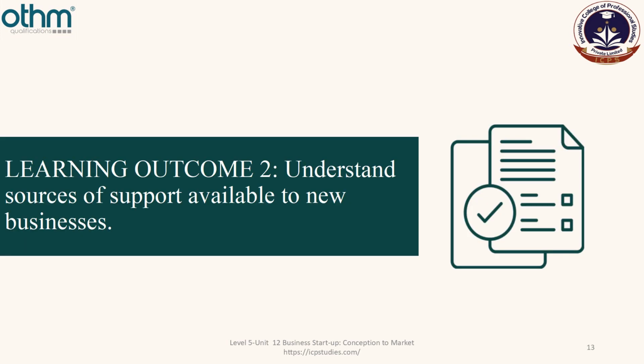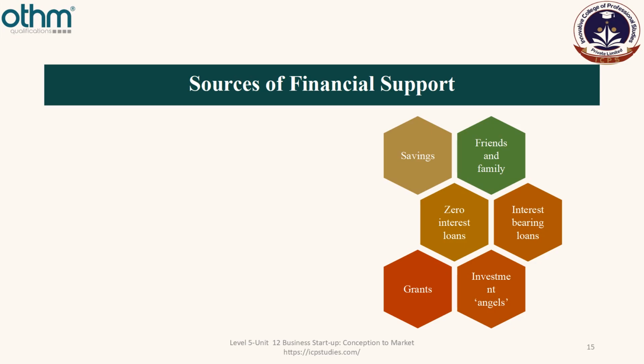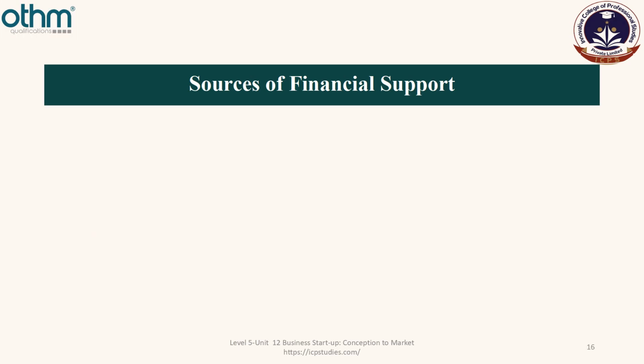Now we will discuss the second learning outcome, in which we will try to understand the sources of support available to a new business. To do this, we have the first assessment criteria, in which we compare sources of financial support. So we have different sources of financial support, for example, savings, friends and family, interest bearing loans, investment angels, grants, and zero interest loans. Now we will discuss them one by one.